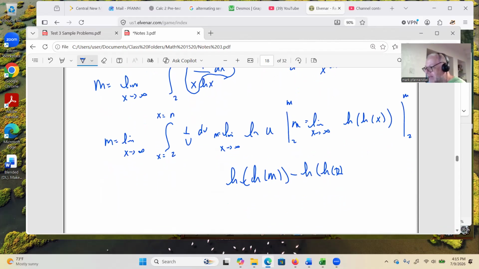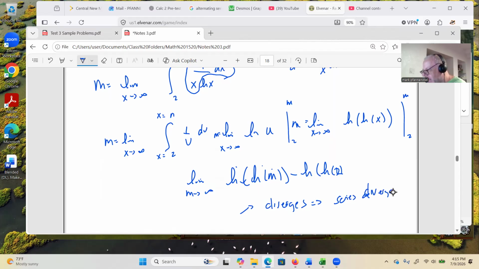What I'm looking for is the limit as m goes off to infinity. I've got the natural log of m. This goes off to infinity. The natural log of x going off to infinity is also infinity. So this integral diverges. Therefore, the series diverges. So that's how you do a problem like that.